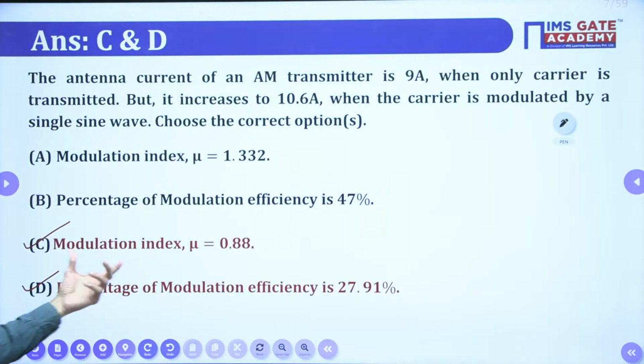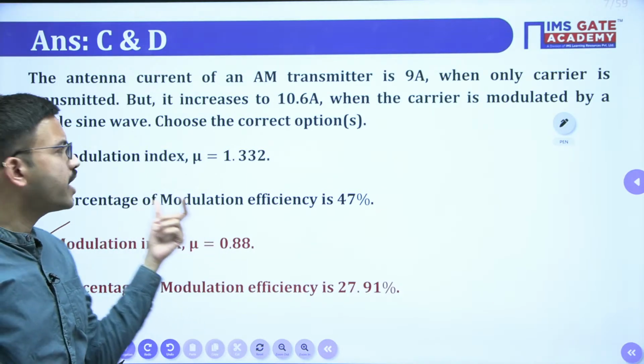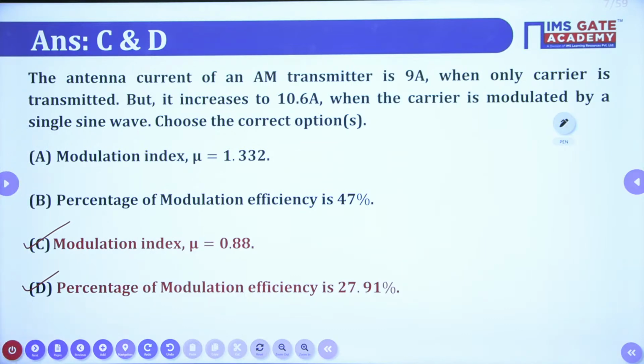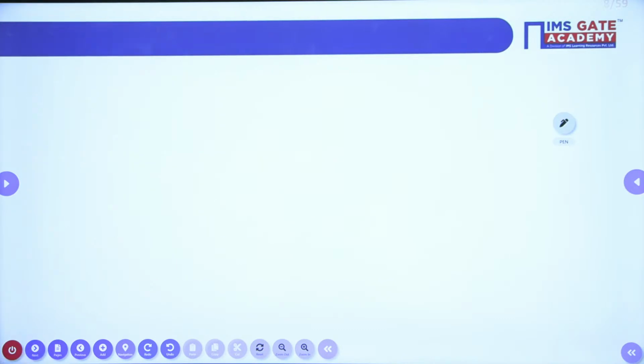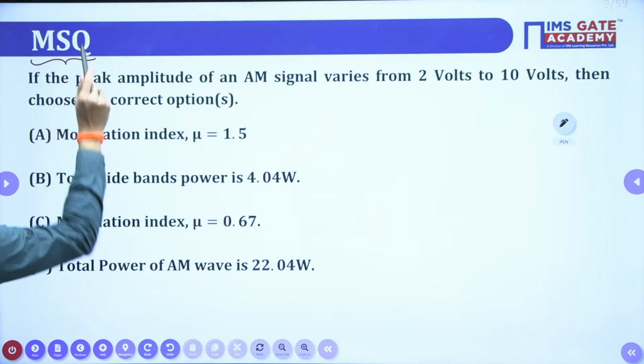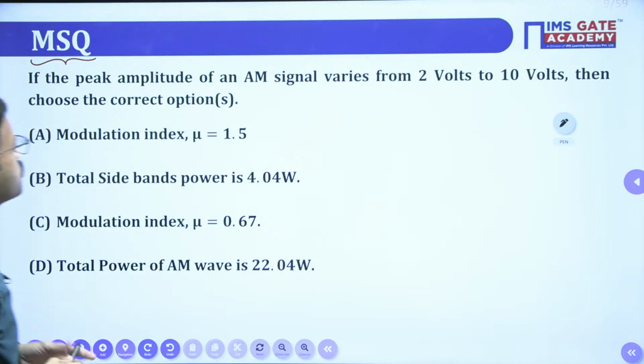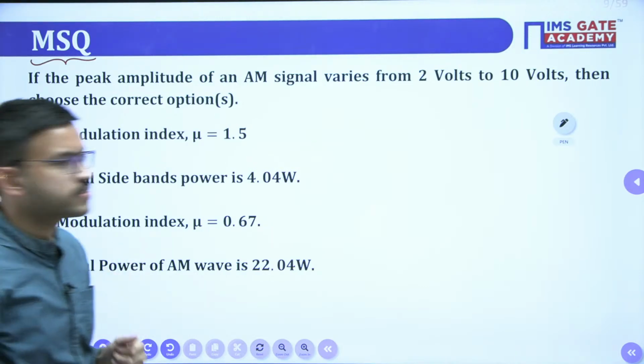So this is a simple question based on the standard formulas regarding modulation index and modulation efficiency. I hope it is clear for everyone. This is the basic question. Now let us move on to the next question. This is the MSQ. So that means here also either one option or more than one option can be correct. So first read the question carefully and you can choose the correct options.